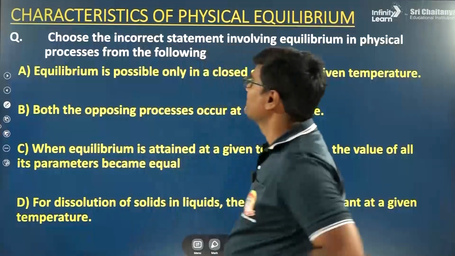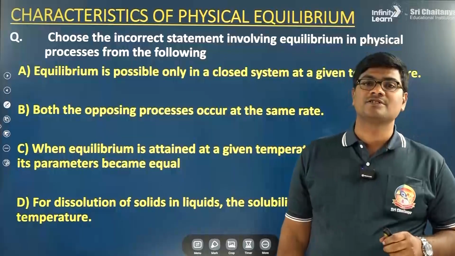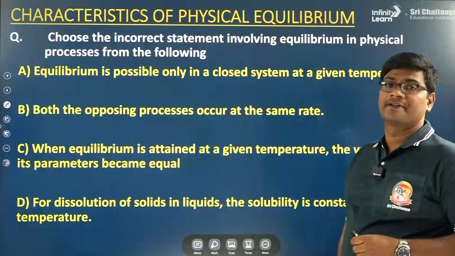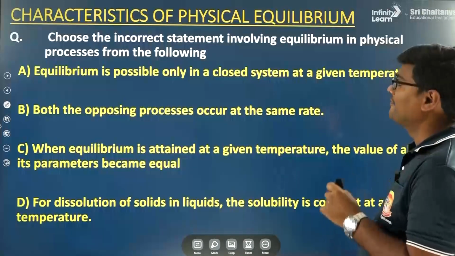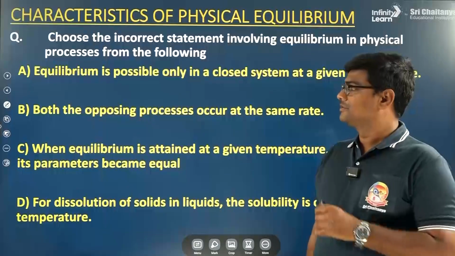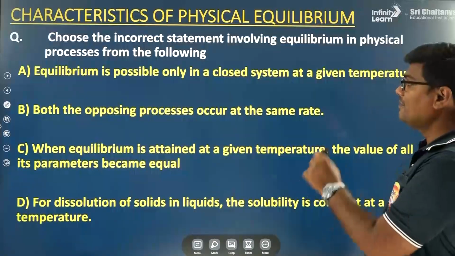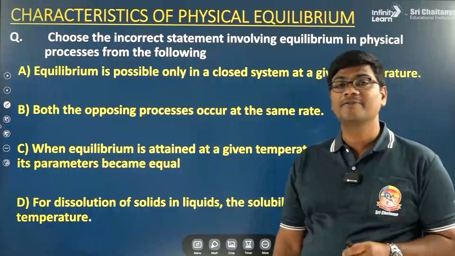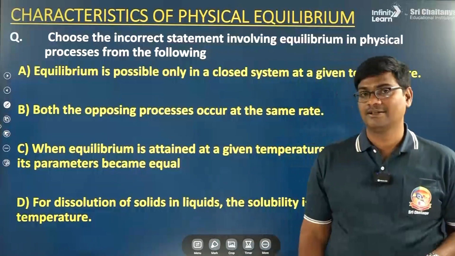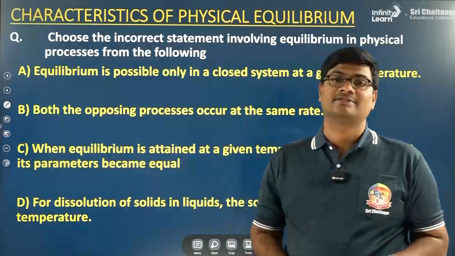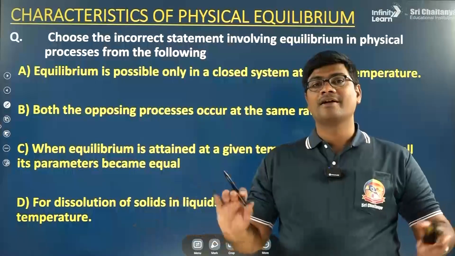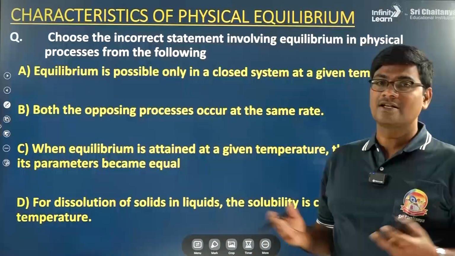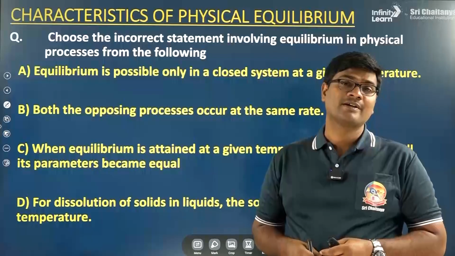Let's go for the next question. This question is about physical equilibrium. Let us see the question. Choose the incorrect statement involving equilibrium in physical process from the following. Look at option A: equilibrium is possible only in a closed system at a given temperature. If you remember, in physical equilibrium we discussed, suppose a liquid is converting into a gas or vapor. When you open the container, the vapor goes away. That means the product is removed from the equilibrium mixture, so how can we expect an equilibrium there?